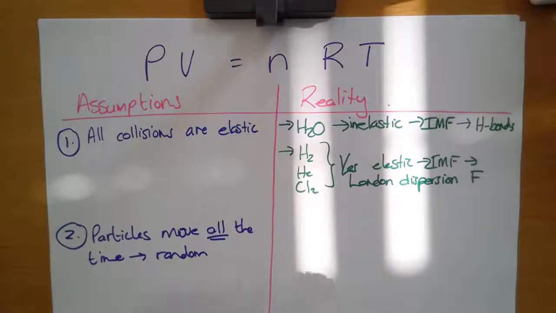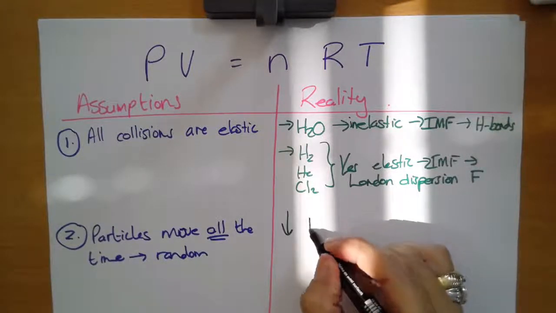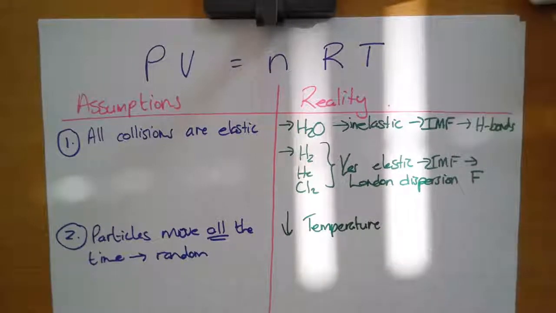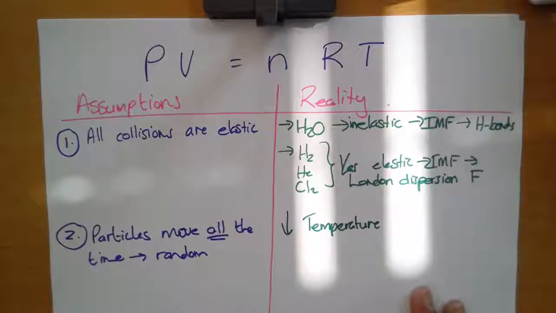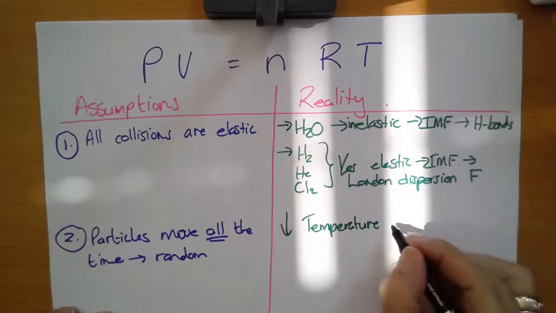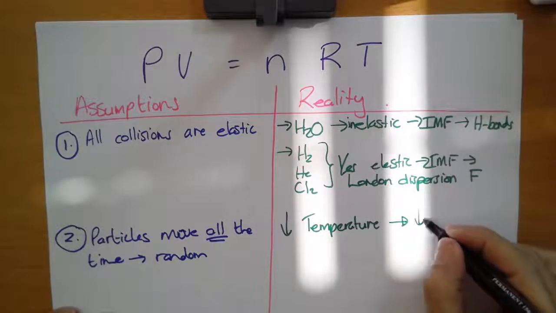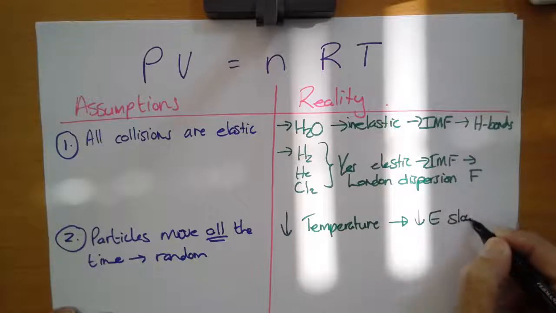So particles move all the time. How can I get particles to stop moving? I can lower the temperature of the system. What happens when you lower the temperature of gas particles? What will happen to how they move? Energy reduces and they slow down. So less energy and they slow down.